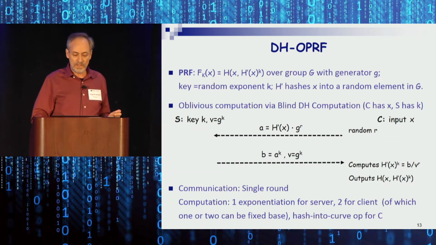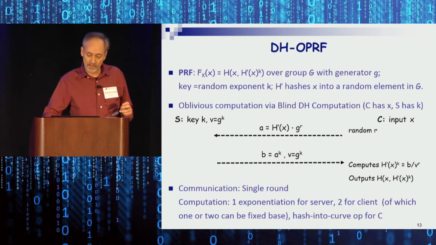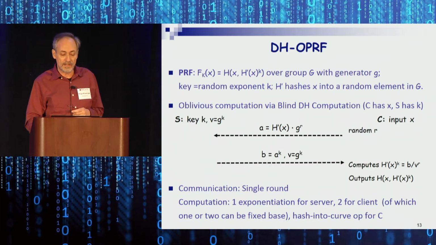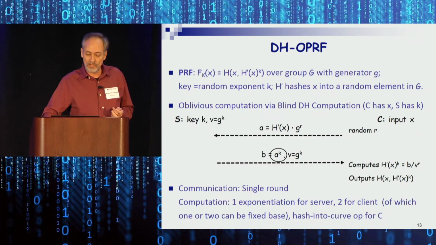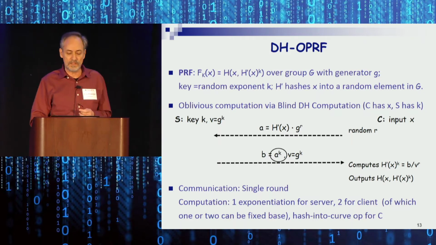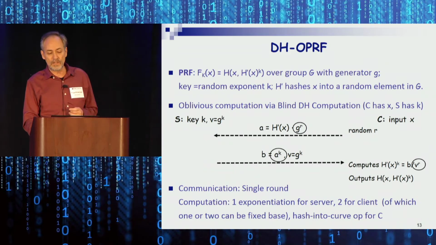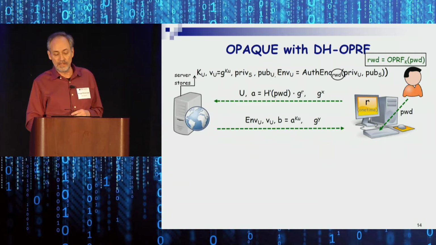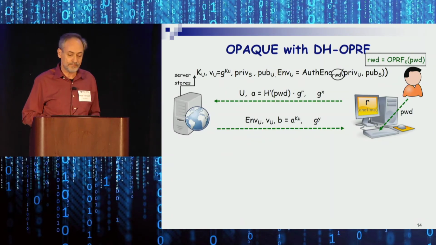One thing I want to say is about the complexity, the performance of the thing. The communication is just a single round. The computation is one exponentiation for the server, two for the client, where one of them is with a fixed generator, and one hashing into the curve.